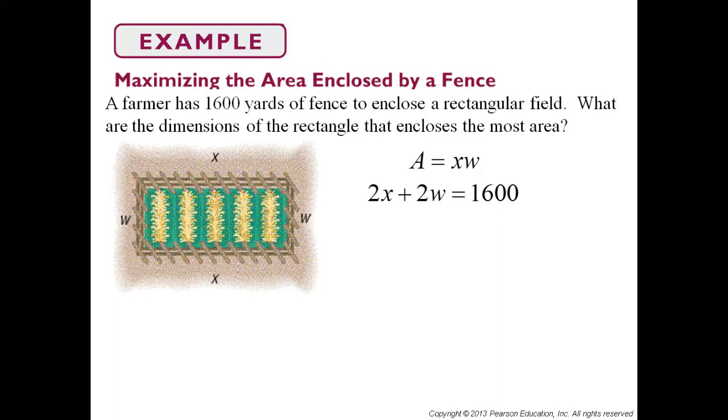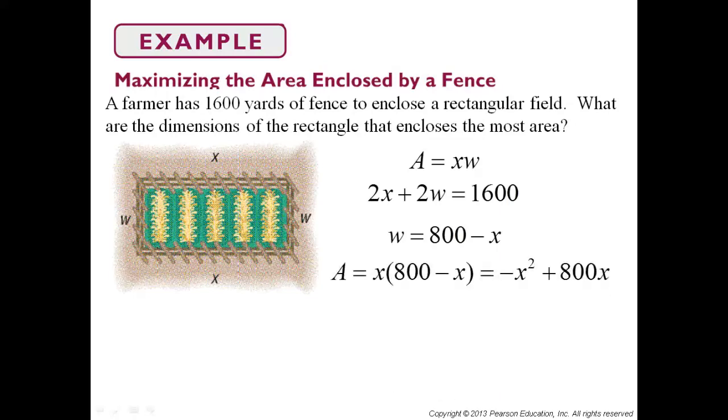So I need to solve this equation for W so that I can replace W with stuff that has an X in it. Okay? So if I solve that for W, I would subtract 2X and then divide by 2 to get W equals 800 minus X. Subtract 2X here, divide by 2, gets W by itself. That's going to allow us to replace W with something that's X. Because we have trouble solving equations that have 2 variables. One variable, we got a lot of tools to do that with. Okay? So that's our width now.